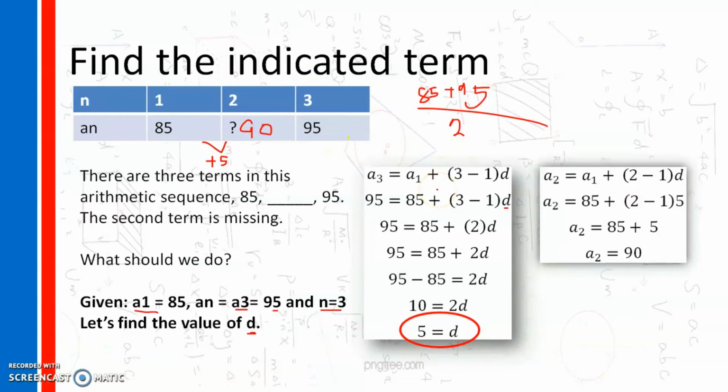Okay, let's see. So, if we're going to substitute now the value of the 4 variables, we now have 85, quantity 2 minus 1 is 5. So we now have 90. And that is for the second term. Again, ulitin ko, no? Pag wala yung difference, hindi natin mahanap yung given term or yung missing term. So kailangan hinahanap muna natin yung common difference.